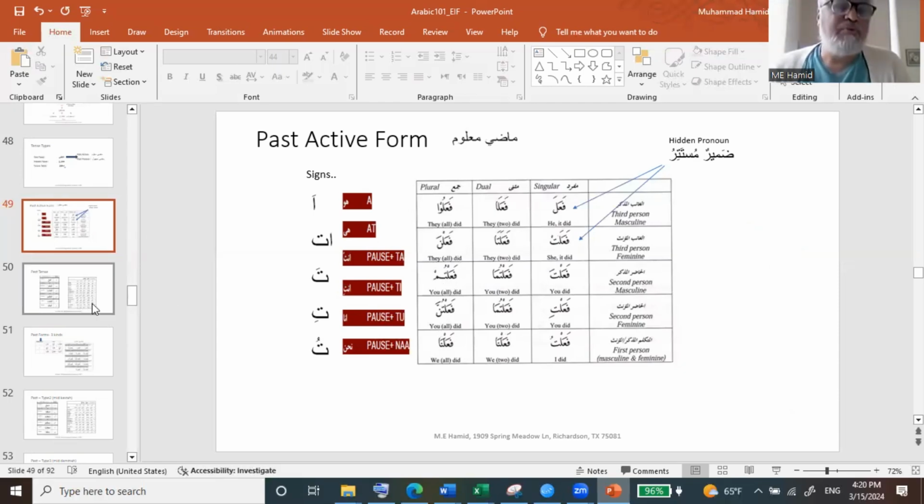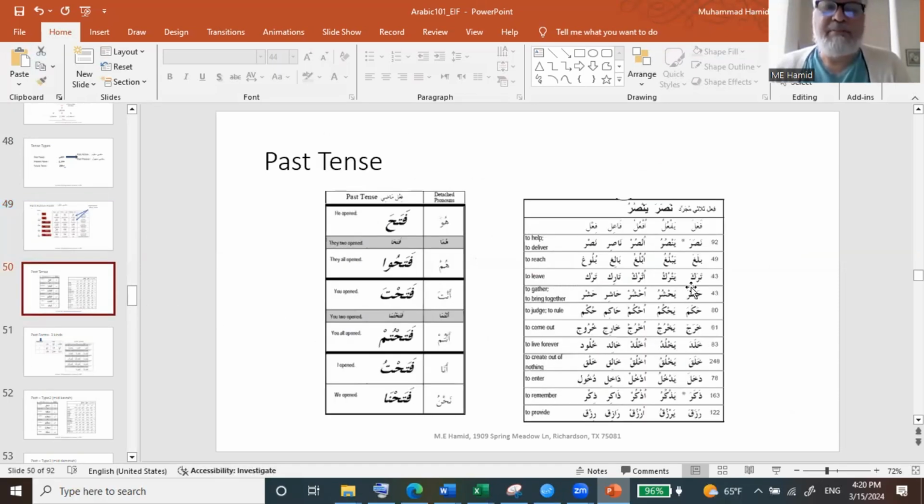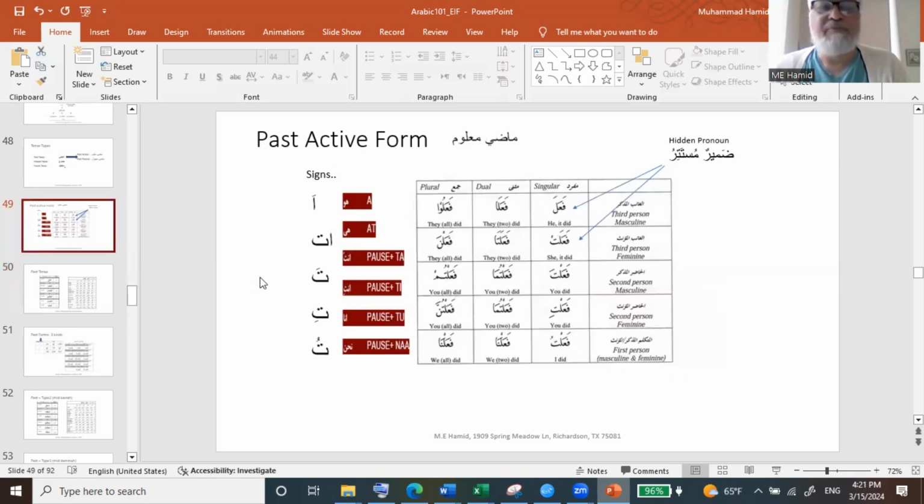Now today we'll do some examples. Nasara, the meaning is to help; balaga, to reach. And the rule is nasara, nasaru; balaga, balagu; taraka, taraku; hashara, hasharu; hakama, hakamu. So we know these meanings, and we just follow the same principle, and we should come up with this table for each of the verbs.